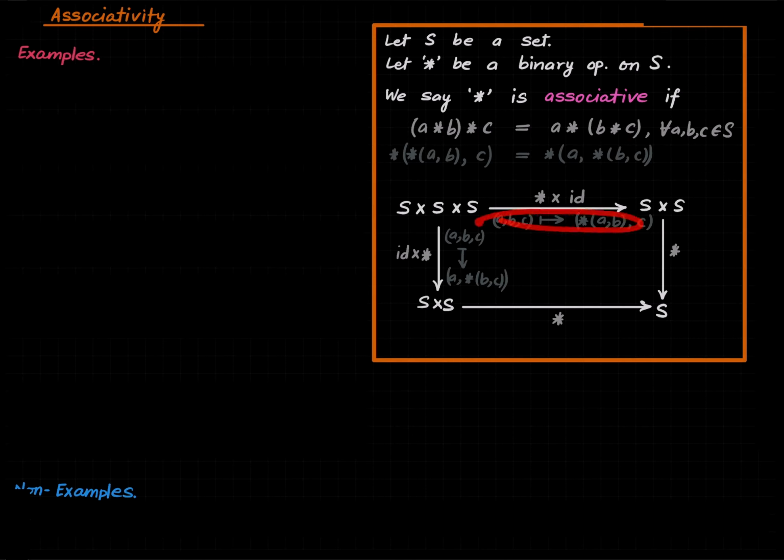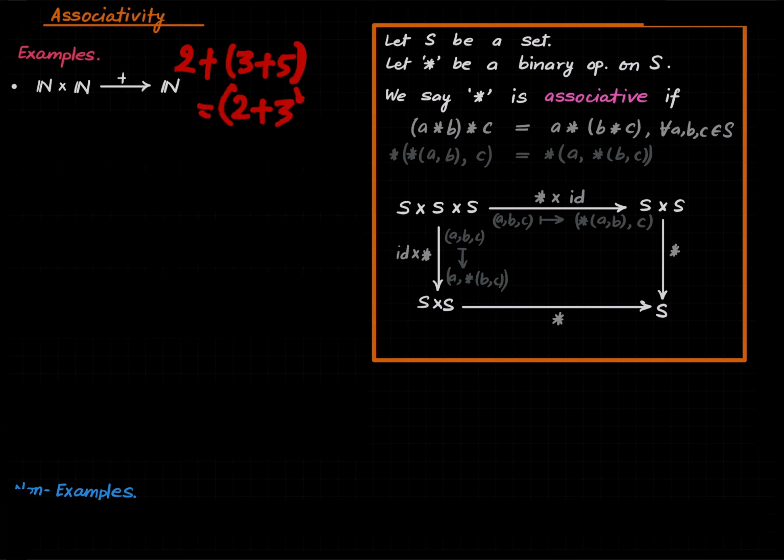All of these things are just explanations. If I delete that, it will look better. Okay, so that's that. And now let us look at examples. The usual addition on natural numbers is associative. It doesn't matter in which order you add, whether you compute this thing out or you compute that thing out. It's the exact same thing.